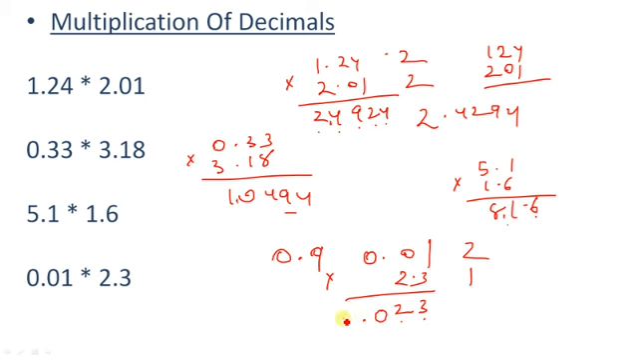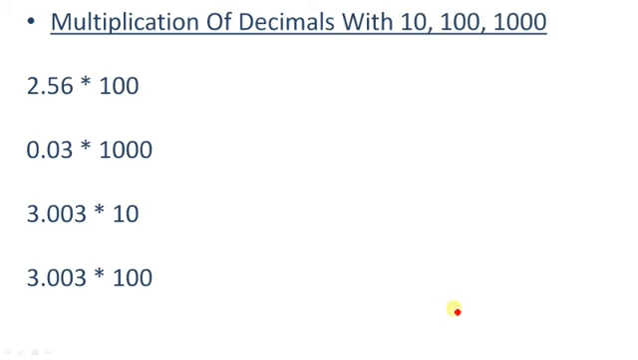Then we shall learn about multiplication of decimals with 10, 100 or 1000, etc. Look, first there is 2.56 into 100. If we do it generally according to the decimal method, then we will do 256 into 100, which becomes 256 and two zeros. Then we will put the decimal after two digits.